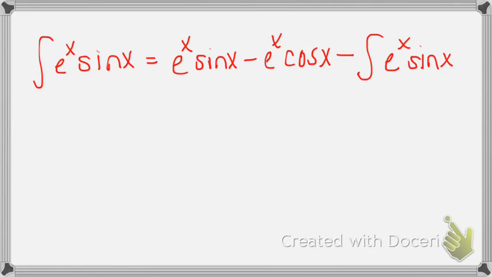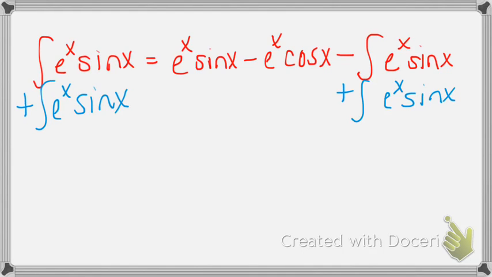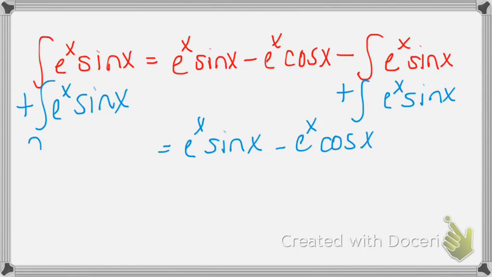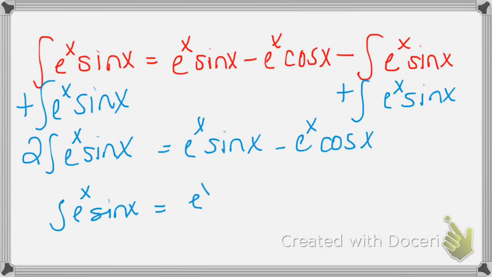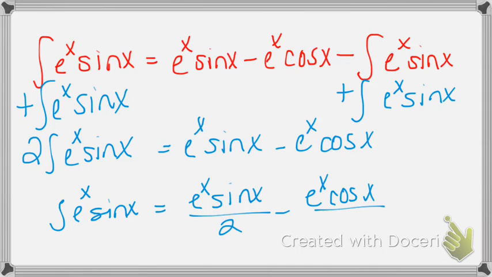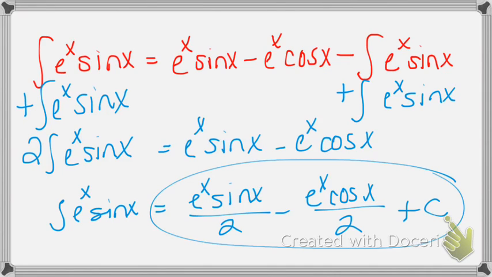Alright. This is really weird, but what you can do is you can take this integral and you can add it to both sides. On this side, we end up with e to the x sine x minus e to the x cosine x. But over here, there's 2 integral e to the x sine x. Last thing we can do, we're trying to find the integral of e to the x sine x, so what I can do is I can divide both sides by 2. And then we have an answer.